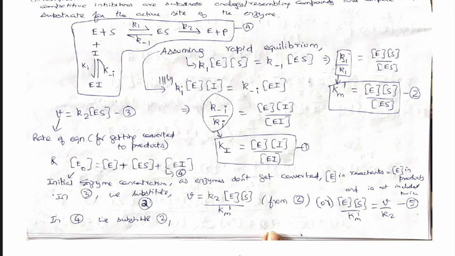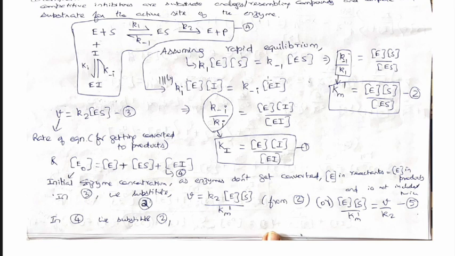So E plus I gives EI with rate Ki, and the reverse reaction is K minus I. So this is the way in which competitive inhibition takes place, and this equation we will take as A. Assuming rapid equilibrium, there are two types of equilibrium: rapid equilibrium and quasi steady state equilibrium. Here we are assuming rapid equilibrium.